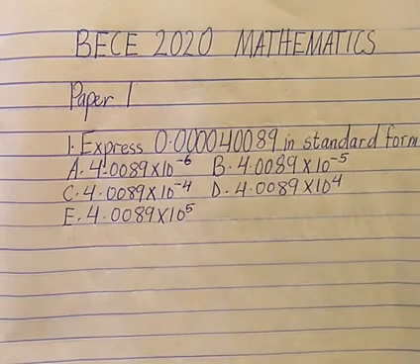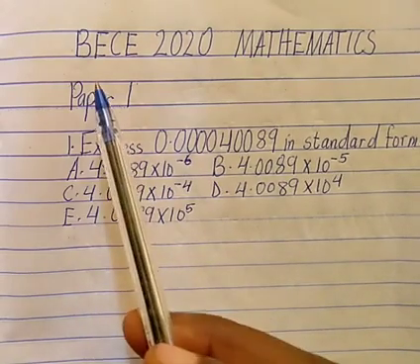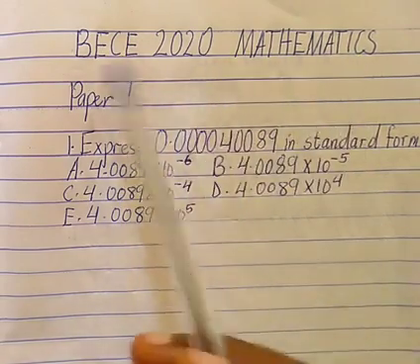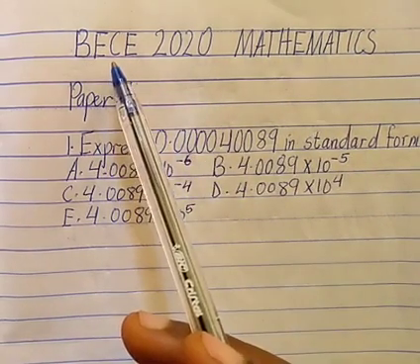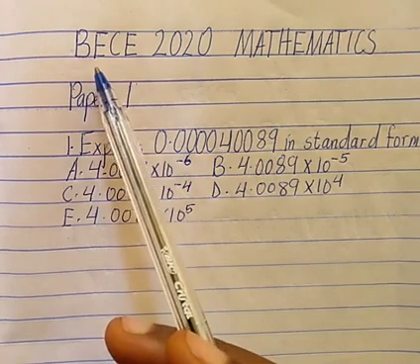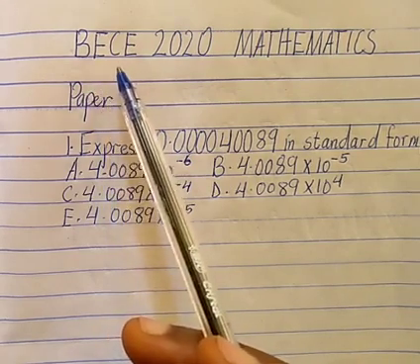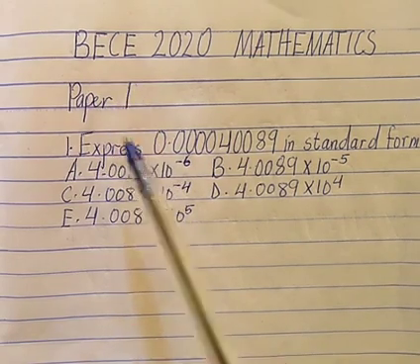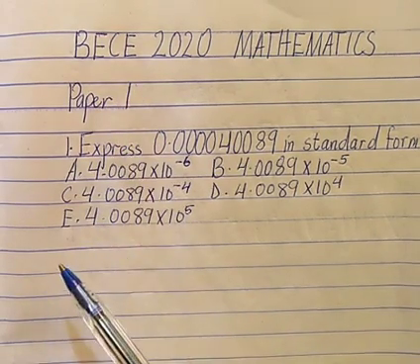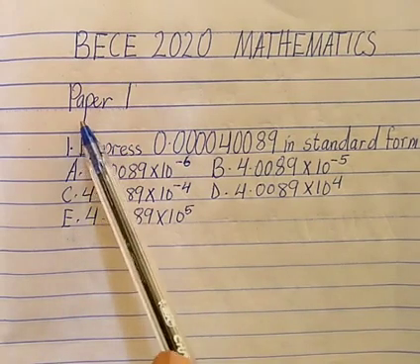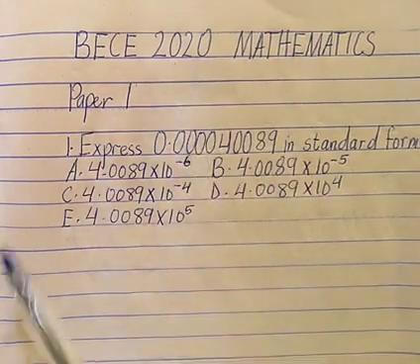Hello friends, in this video I'm going to start a series of solutions to BECE 2020 Mathematics. BECE simply stands for Basic Education Certificate Examination. This is an exam written by JSS3 students in Nigeria. It is organized by NECO. So this is paper 1 of Mathematics 2020.